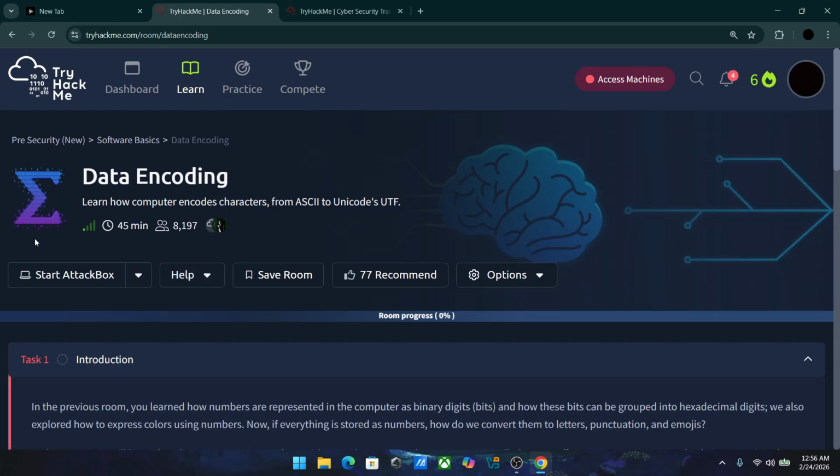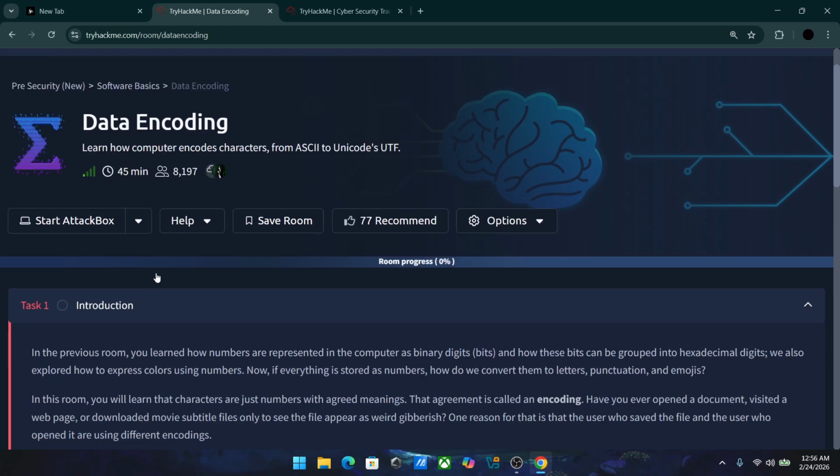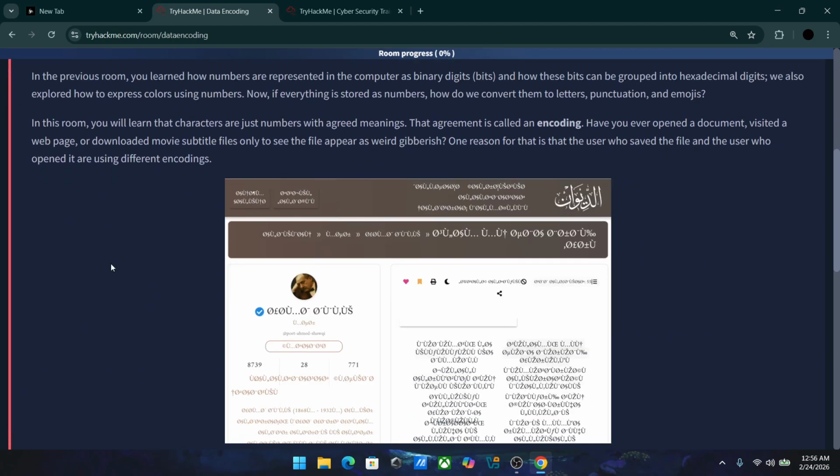Today we are going to go with the module Computer Software Basics, and today we are going to learn data encoding. Learn how computers encode characters, from ASCII to Unicode UTF. Introduction. In the previous room, you learned how numbers are represented in the computer as binary digits, bits, and how these bits can be grouped into hexadecimal digits. We also explored how to express colors using numbers.